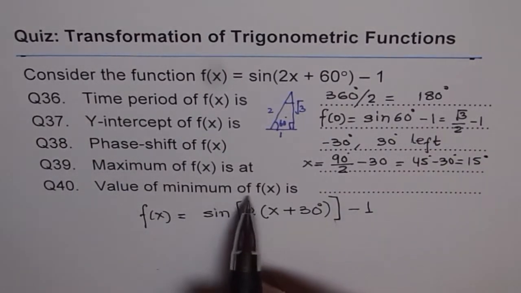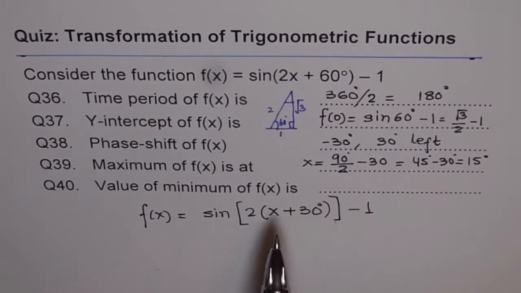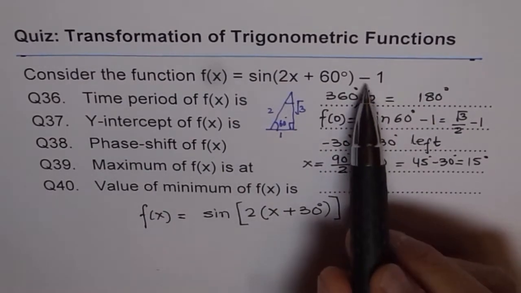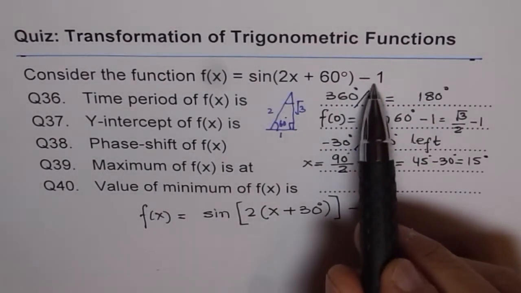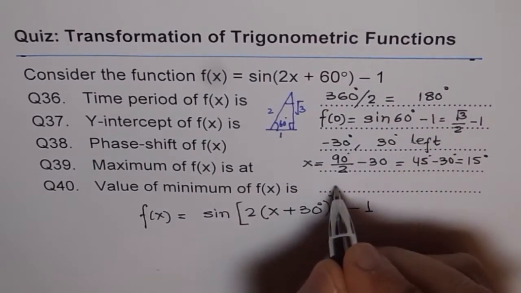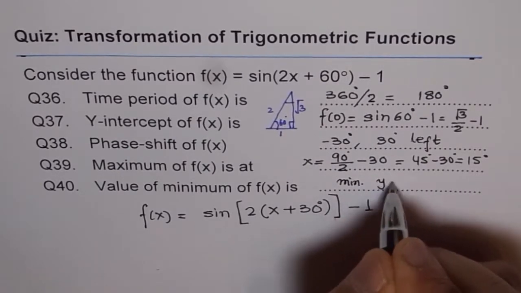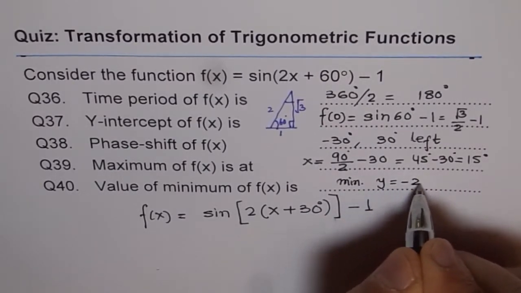Value of minimum of f of x. The minimum value for the sine function is minus 1. Since it moved vertically 1 unit down, it should become minus 2. And therefore the minimum is y equals minus 2.